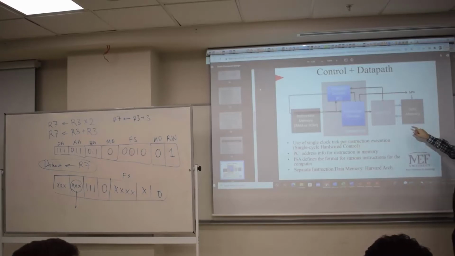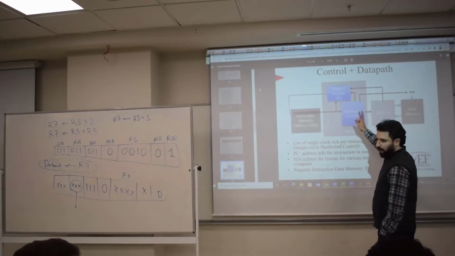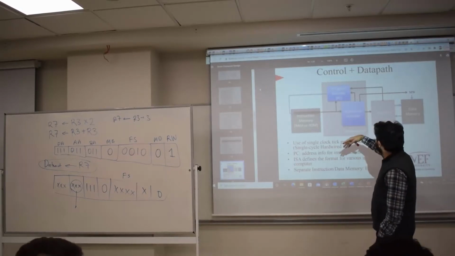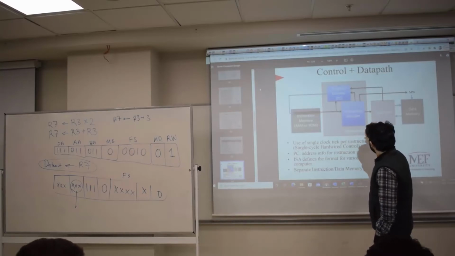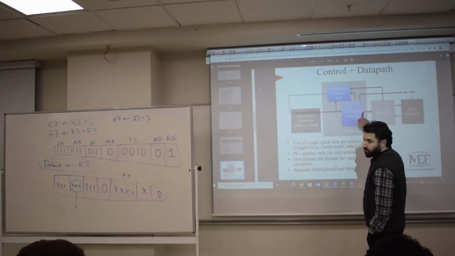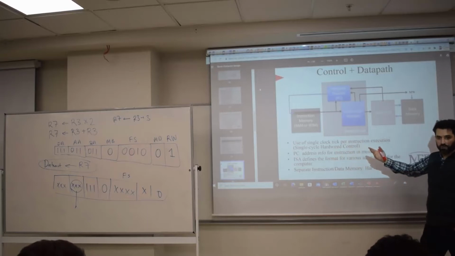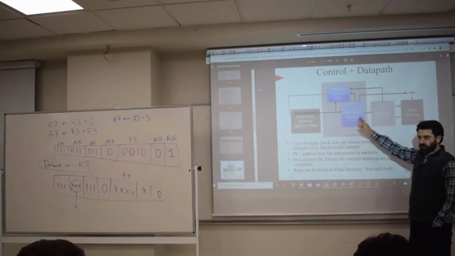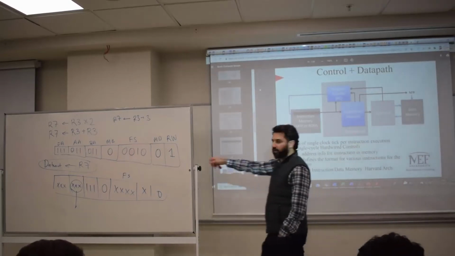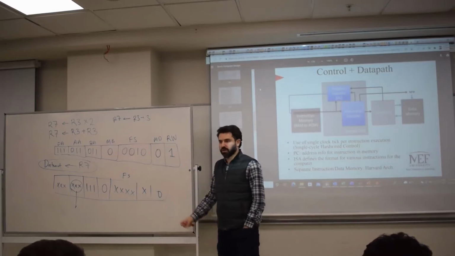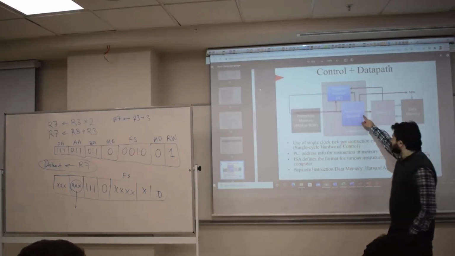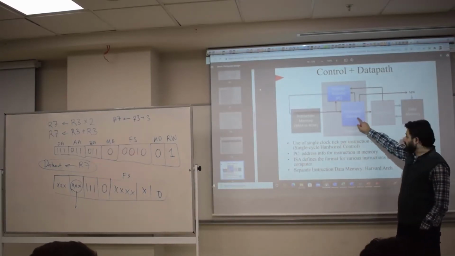Now you can see that those are all arrows, so let me go through the arrows. The control unit generates the control words. Control words are right here, the control word that we came up with, right? Those are the control words, and they are the output of the instruction decoder. We'll come to this.